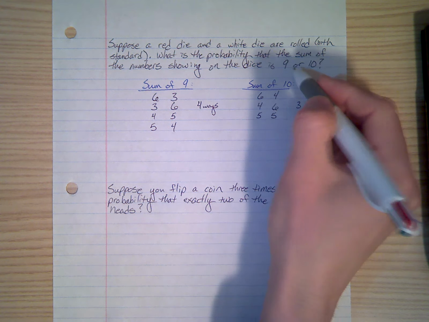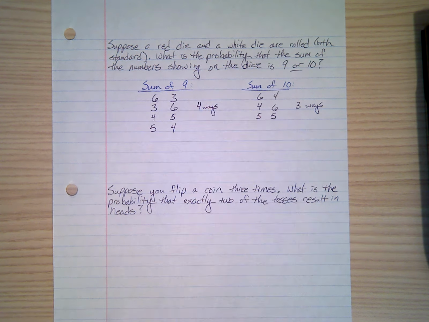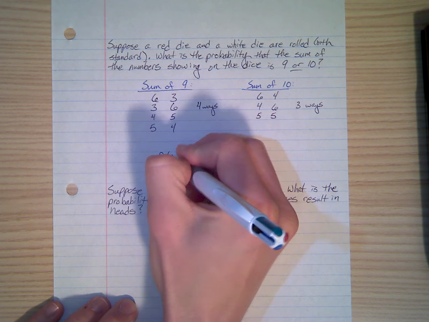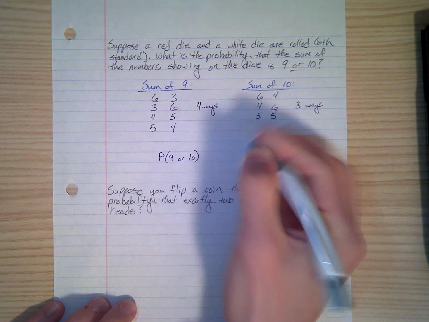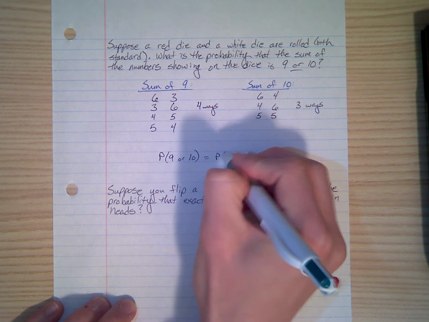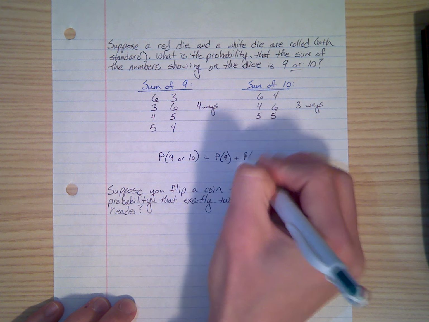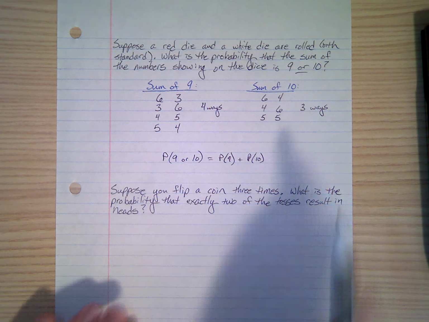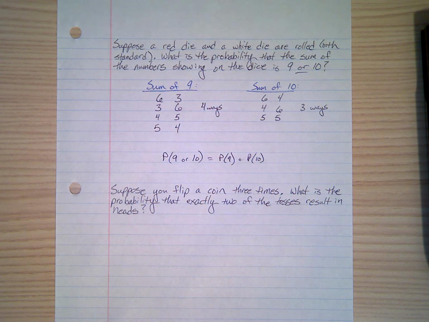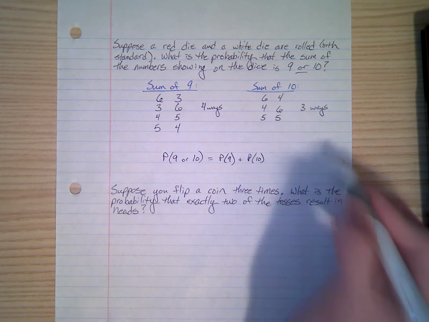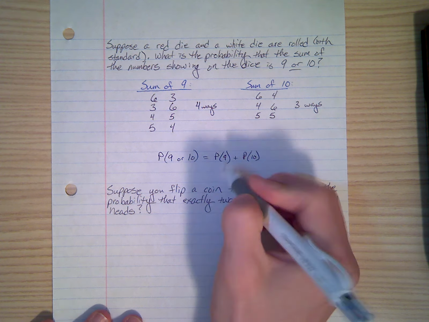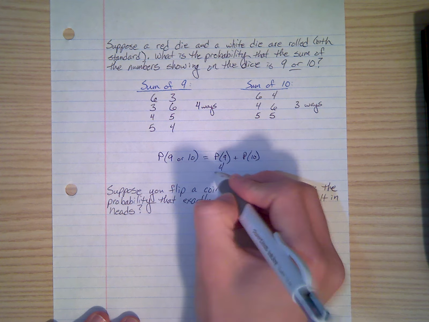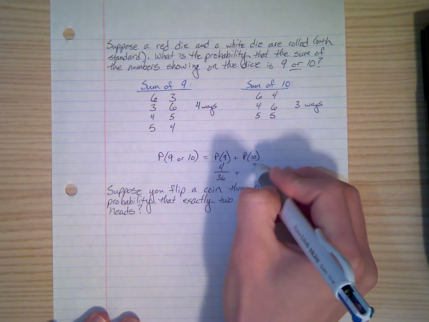So when we're finding the probability of 9 or 10, remember it's the probability of 9 plus the probability of 10. And these are mutually exclusive. You can't roll the dice once and have both a 9 and a 10. So you wouldn't need to subtract anything at the end here. So this would just be 4 out of 36 plus 3 out of 36.